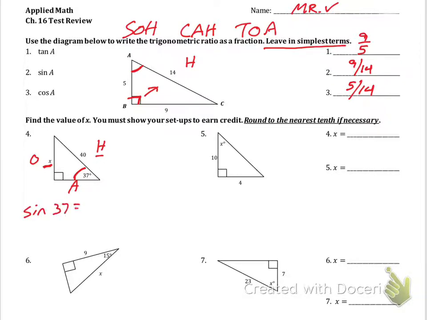So sine 37 is equal to x over 40. And then remember, this is just over 1, and then I cross multiply. So sine 37 times 40. Round to the nearest tenth, I get 24.1.